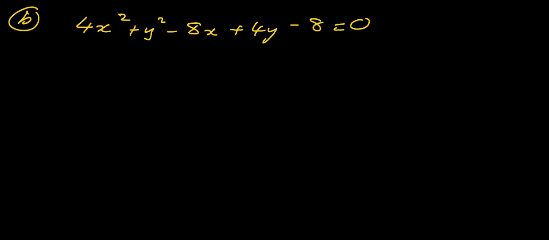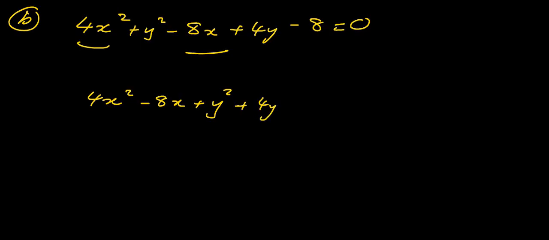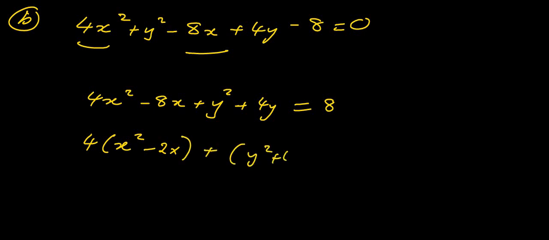So here again, we gather like terms. We gather this and that. So we have 4x squared minus 8x, then plus y squared plus 4y. Take the 8 on the other side, it becomes positive. And here you just have to deal with the 4, factorize it outside. Then you have y squared plus 4y is equal to 8.